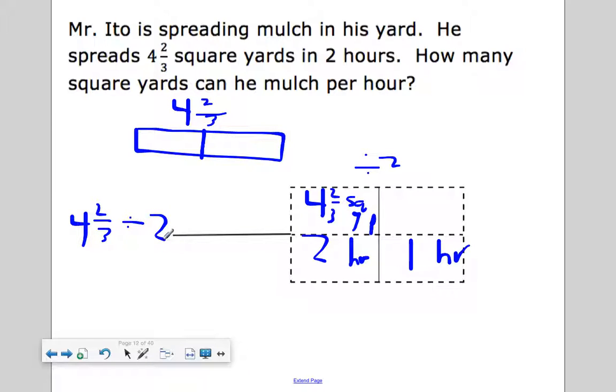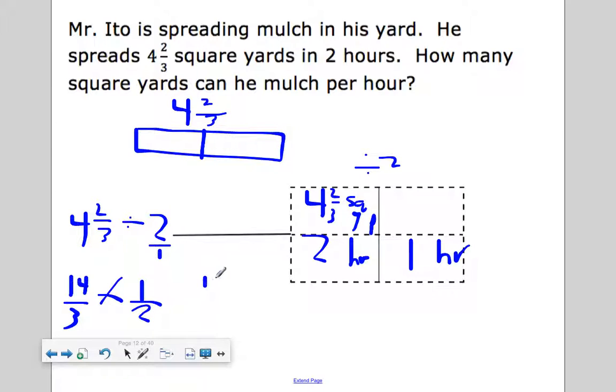Let's see, how do you divide a mixed number? You multiply by its reciprocal. Can you rewrite 4 2/3 as an improper fraction? 4 times 3 is 12, plus 2 is 14/3. So I keep it. I multiply. What's the reciprocal of 2? Well, first of all, I know 2 can be written as 2/1. If I flip it around, it'll be 1/2. That is the reciprocal of 2.